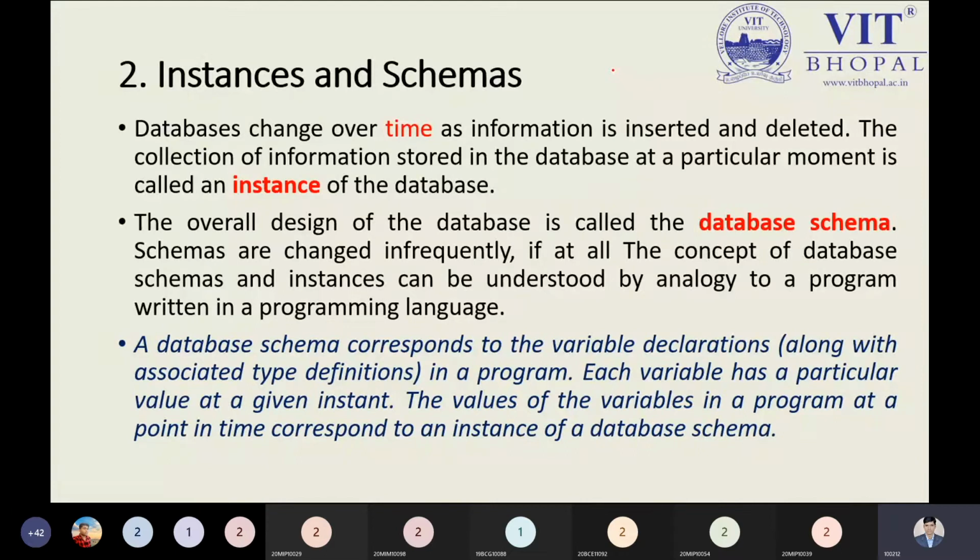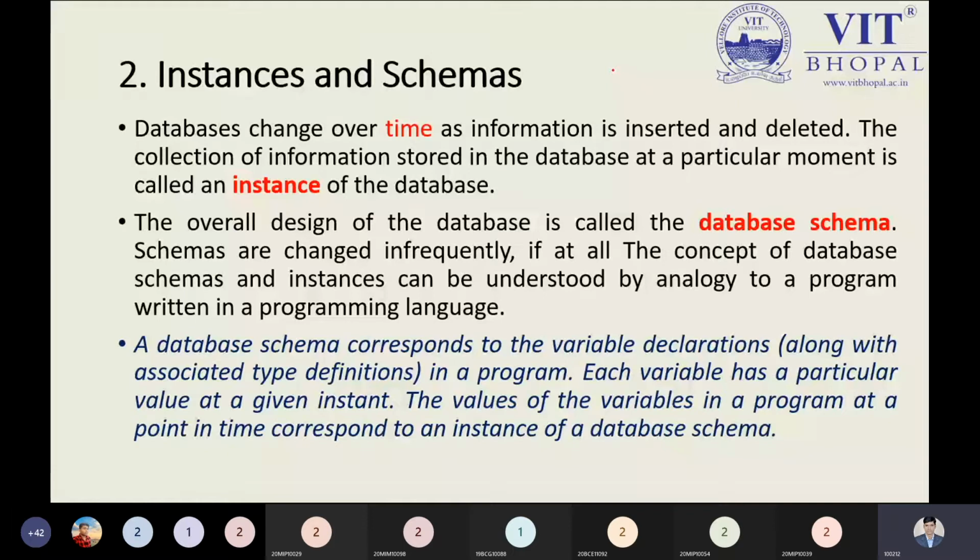Instance is totally associated with the time factor only. Now, schema. Schema comes from the word scheme. Have you gone through the scheme of the data structure, cybersecurity, or BI courses? You will see the structure of the entire course. Inspired by such a word, we have the schema.